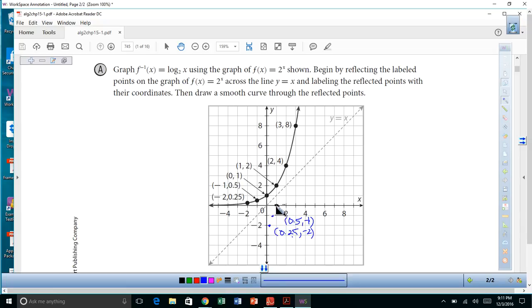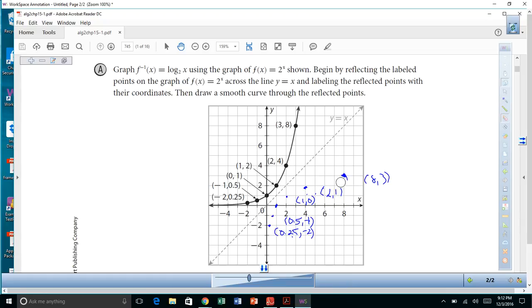Well, that's going to become 1, 0. And then you have 1, 2. That's going to become 2, 1. So 2, 1 is right there. And then 2, 4 is going to become 4, 2. And 3, 8 is going to become 8, 3. So 8, 3 is going to be right there.